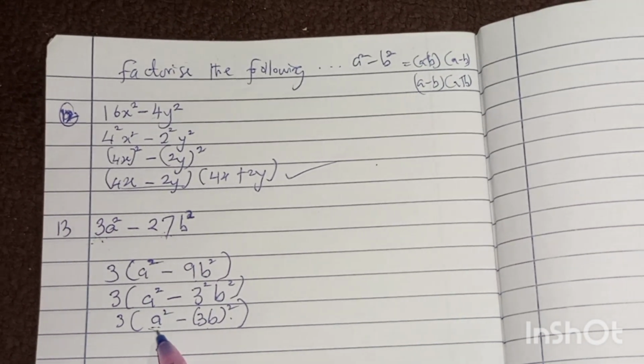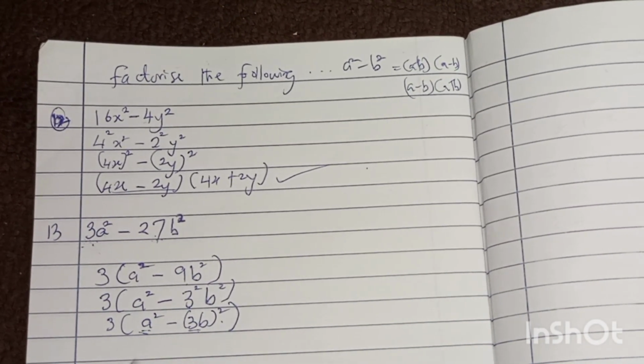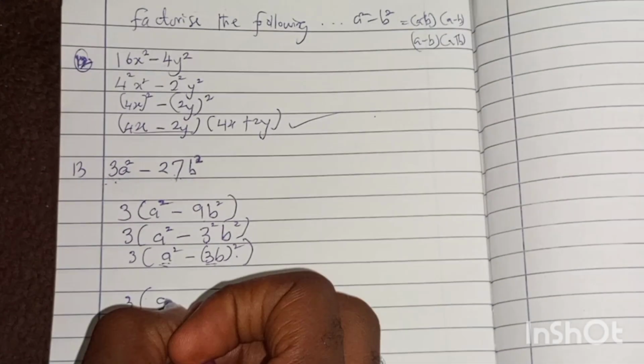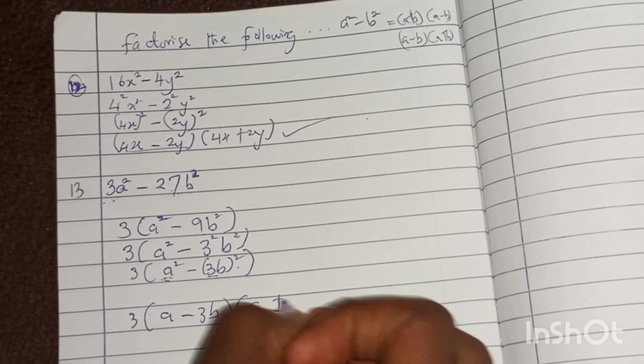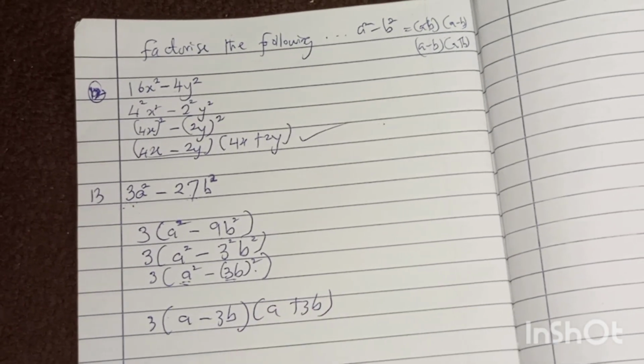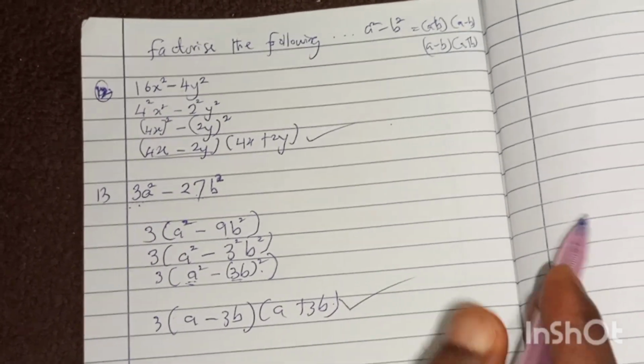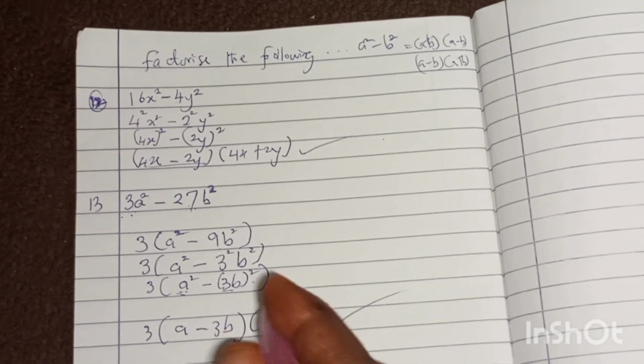So this is going to be our a, and this is going to be our b. So how do we do that? We have a minus 3b and a plus 3b. And this 3 is outside, and that's how you factorize that. On to the next question.